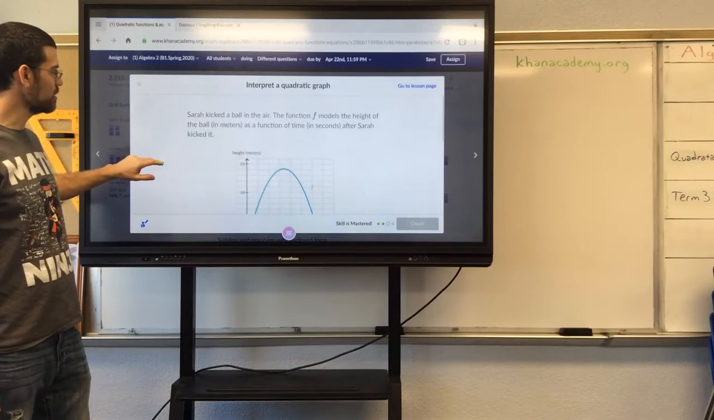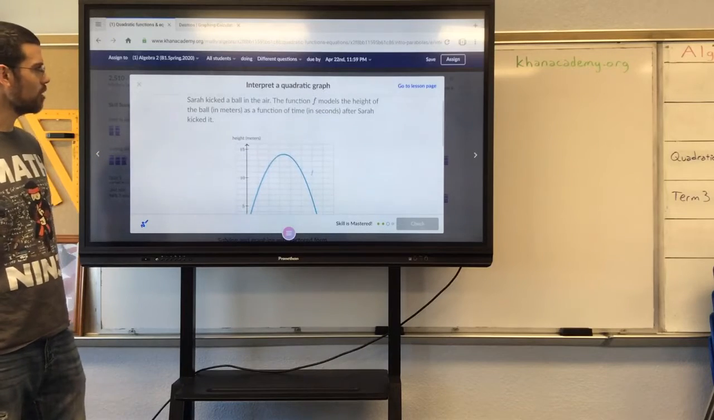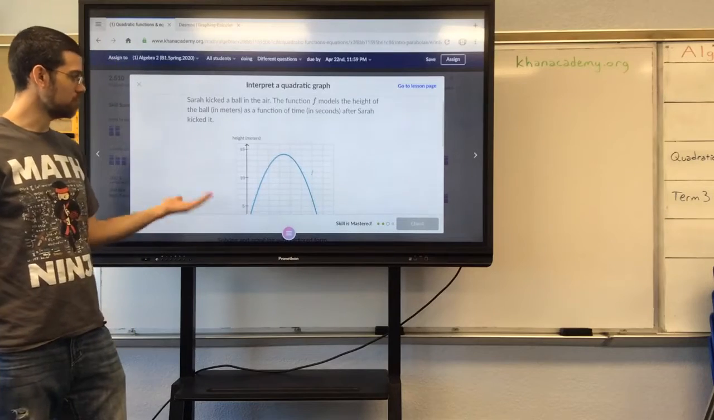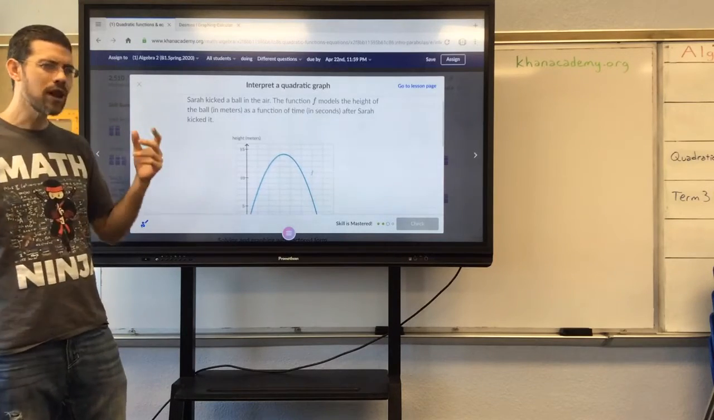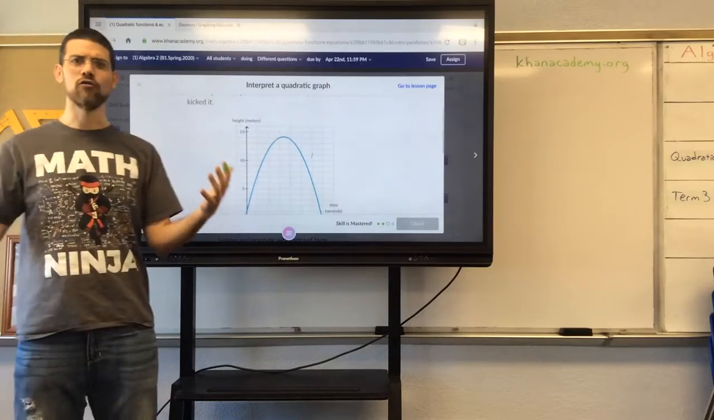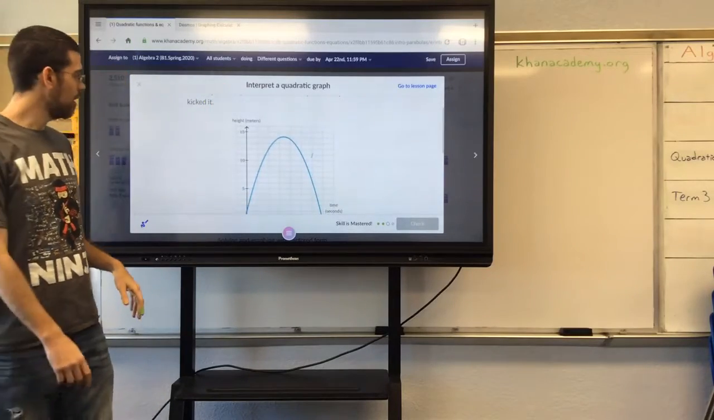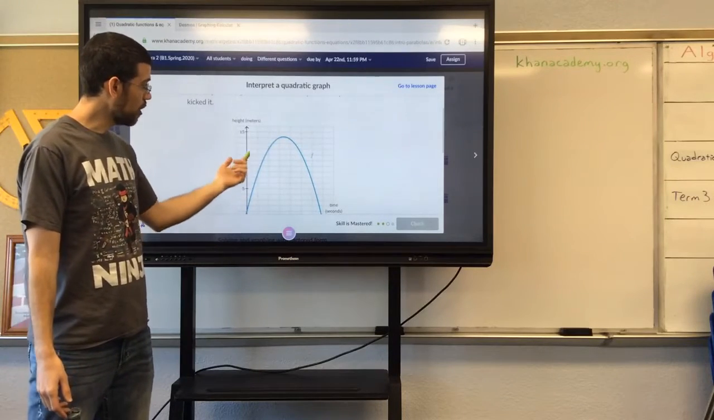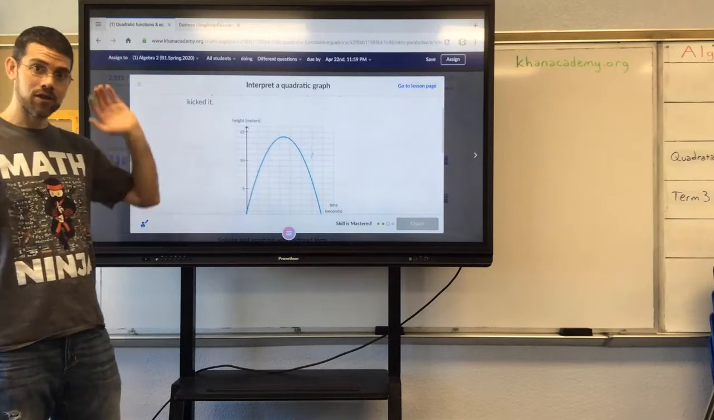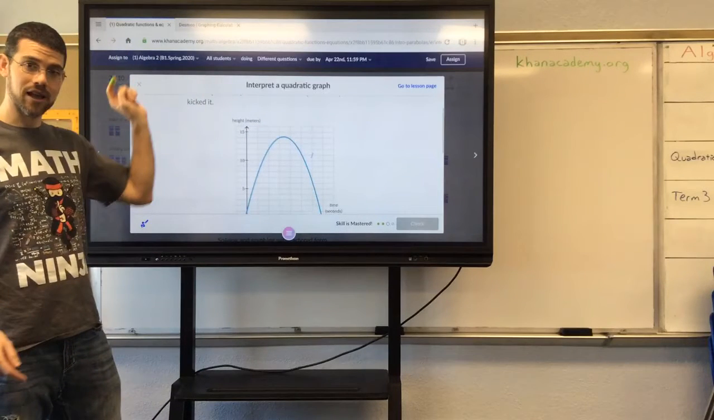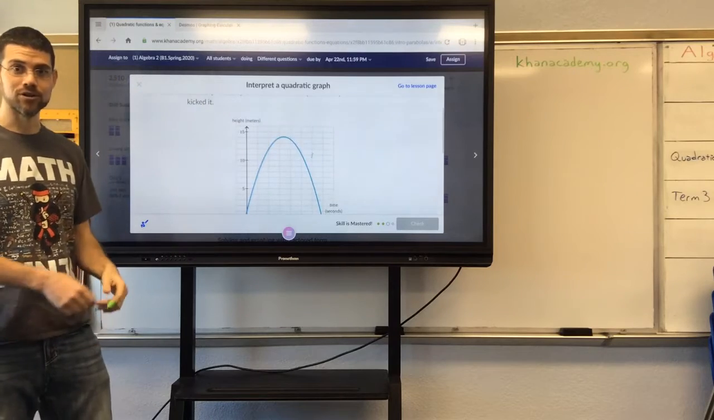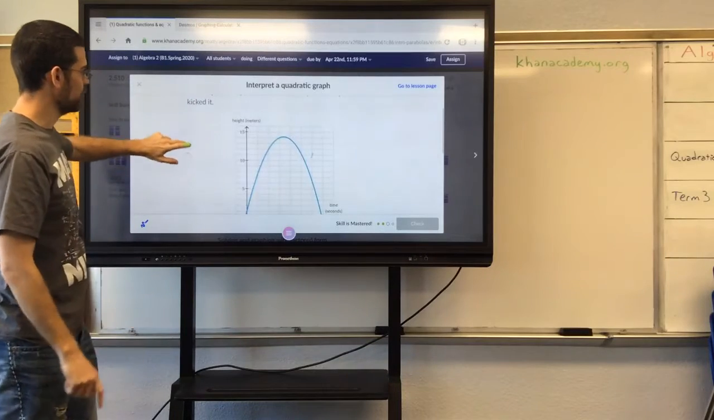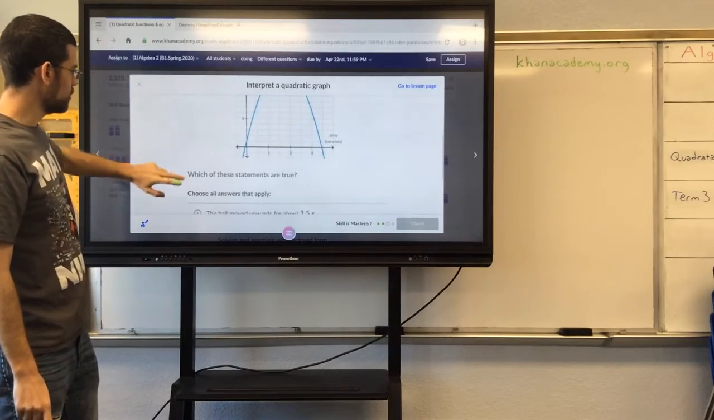Next problem, Sarah kicked a ball in the air. The function f models the height of the ball in meters as a function of time in seconds after Sarah kicked it. And actually, theoretically, with no other forces like wind or friction or other things acting on it, the ball would follow a parabolic path as it launches. You've seen that maybe with games like Angry Birds or any of those games that are shooting something at a target, right? So it follows a parabola. Which of these statements are true?